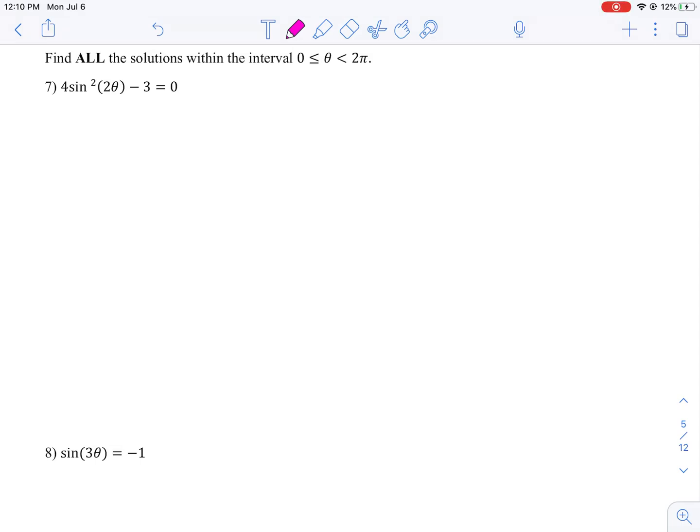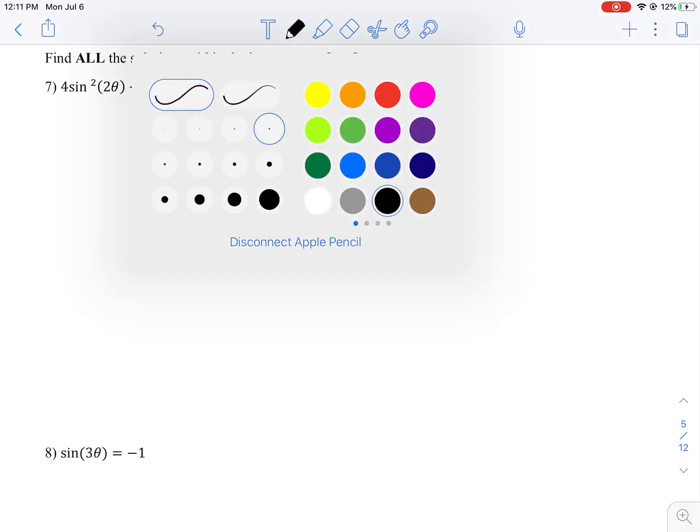Hello class, in this video I'll be showing you how to solve a trigonometric equation where the coefficient of theta is not 1. Let's begin. So we want to find all the solutions within the interval 0 to 2 pi. And the equation is 4 times sine squared of 2 theta minus 3 is equal to 0.